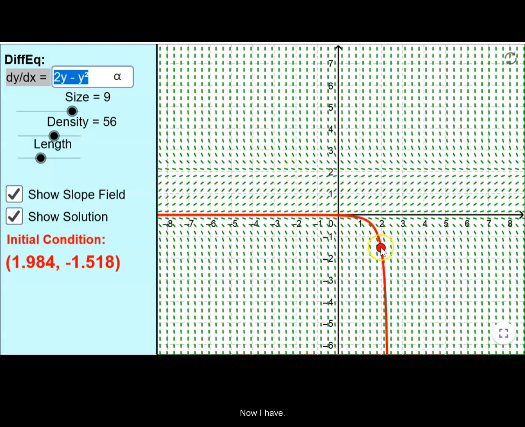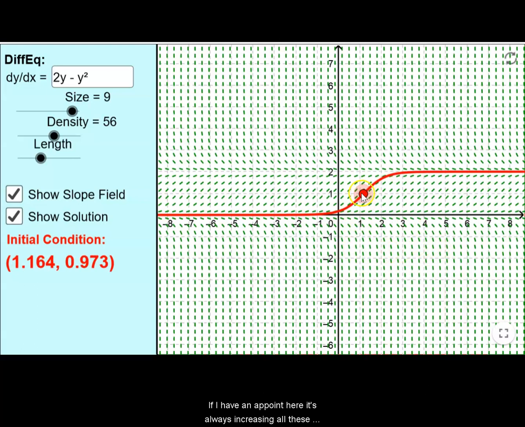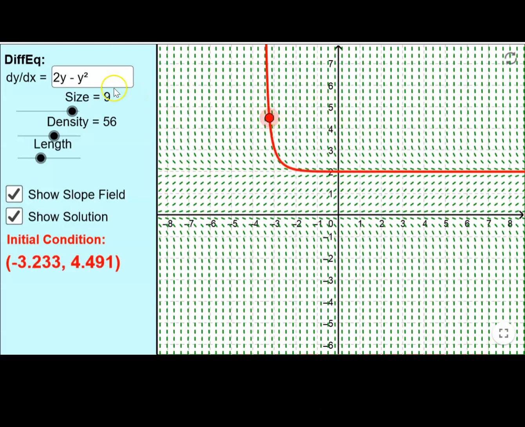Now I have all negative. If I have an initial point here, it's always increasing. All of these are going up. So I go from one equilibrium solution until I have a function that goes through my chosen initial point, and then it comes to another equilibrium solution. So right now I have y equals 0 and y equals 2 as equilibrium solutions. Everything above has negative slope. What if I went minus 16? Let's put in a quadratic.